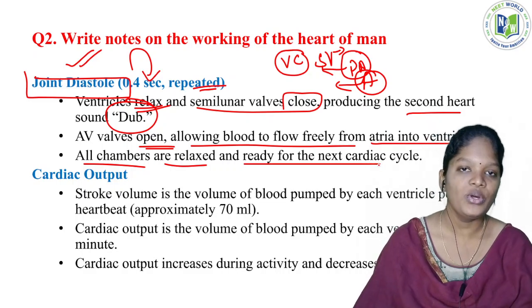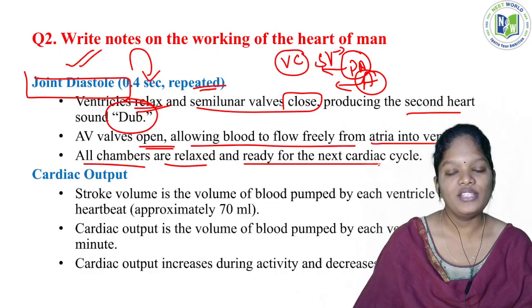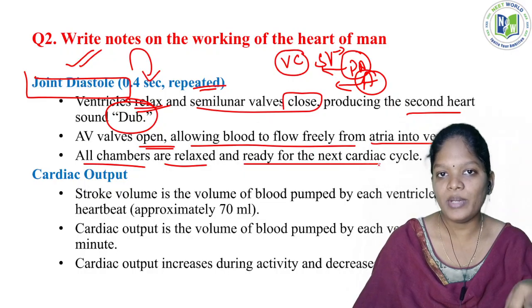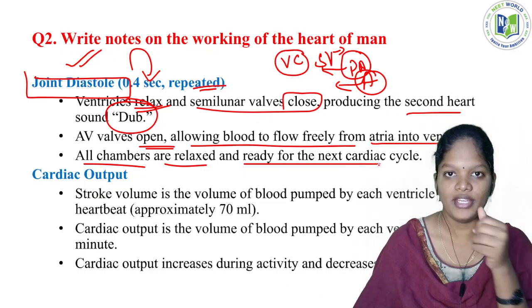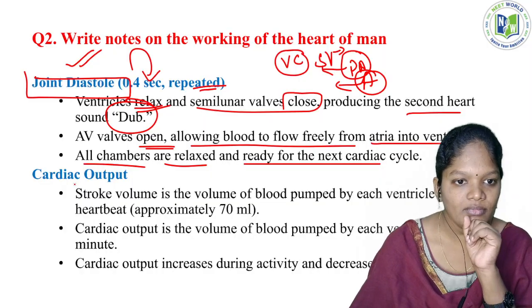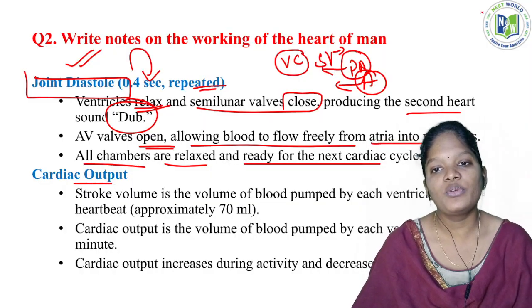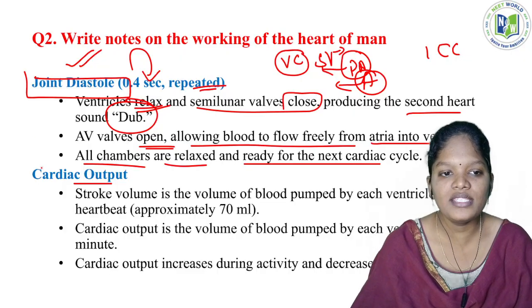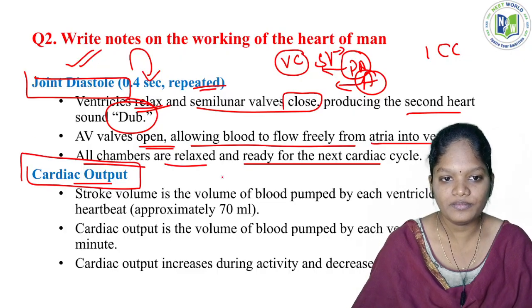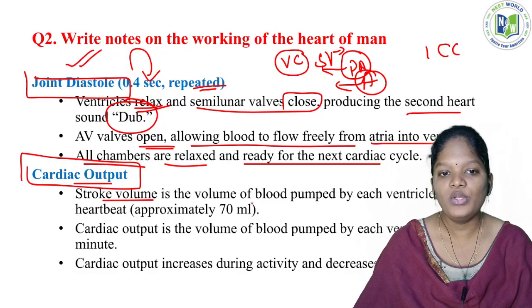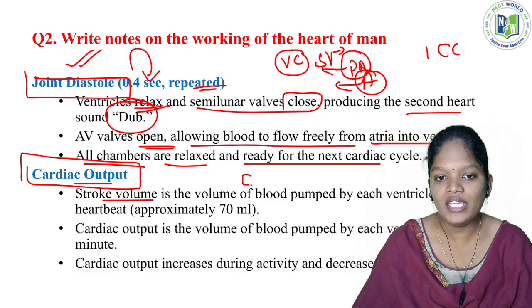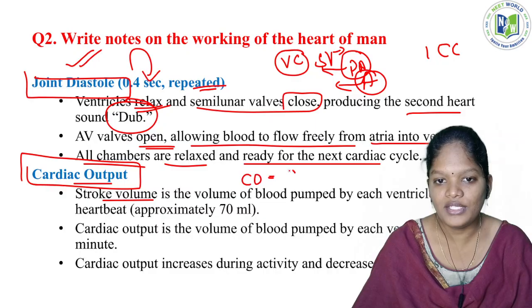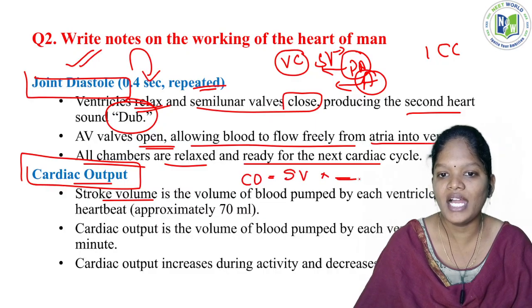So you should know it starts with the joint diastole, atrial systole, ventricular systole and the joint diastole. Now what will be the cardiac output? We have studied one cardiac cycle. So now, what is the cardiac output? The cardiac output is equal to stroke volume, which we multiply by the heart rate.